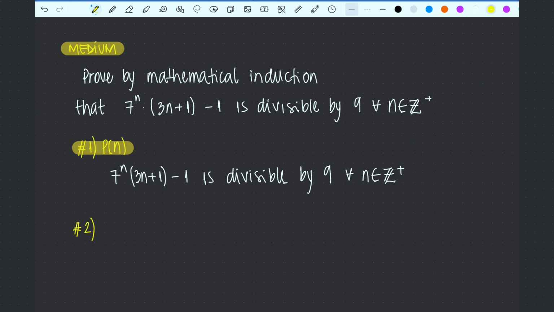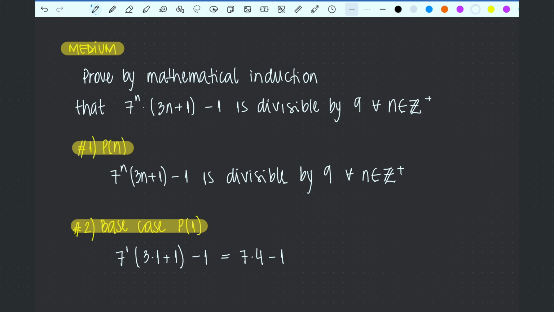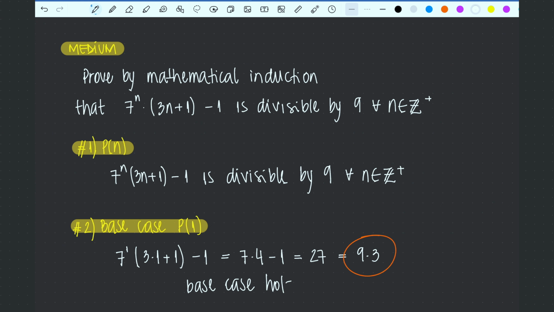Now, given that we're talking about positive integers, the base case is p of 1, meaning we substitute 1 into n. And let's check if this is actually divisible by 9, which of course it is going to be. So we have 7 times 4 minus 1, 28 minus 1, 27, which is 9 times 3, which means that 27 is a multiple of 9, therefore 27 is divisible by 9. So the base case holds.